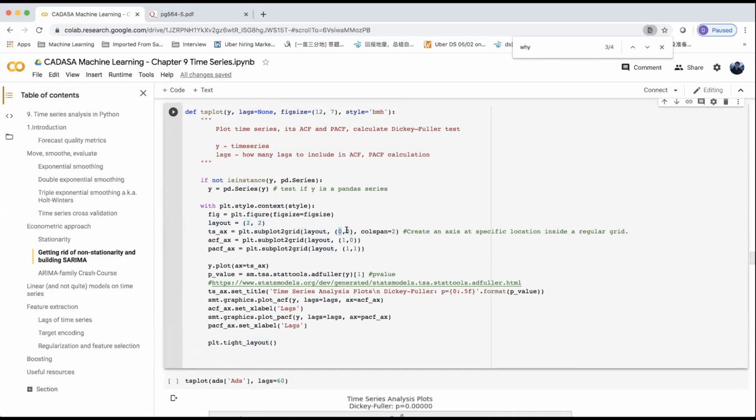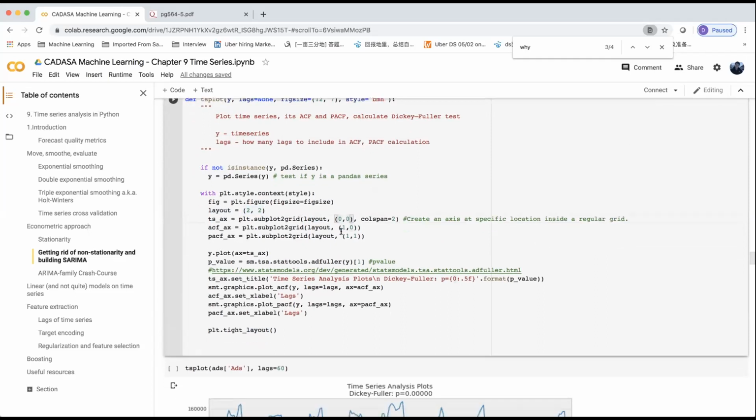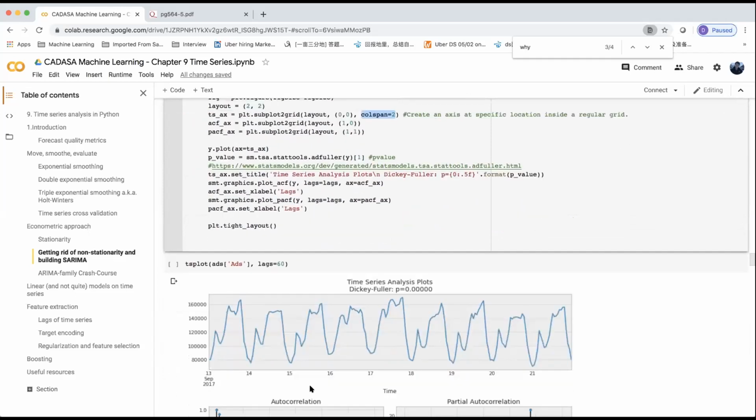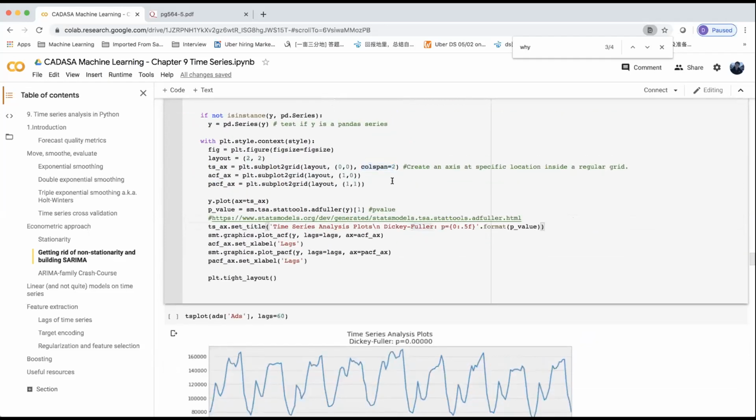And second, what's the position of the first graph? The position for the first graph is the first row, first column. The last part is: do you want it to span across all the columns? And the answer is yes, I want it to cover all the columns here. This one here, again, is the same. So basically, this is a time series graph, this is an autocorrelation graph, and that's a partial autocorrelation graph.